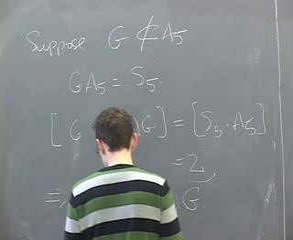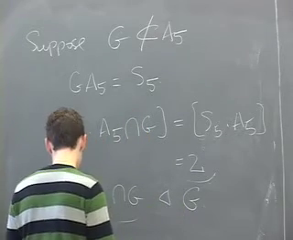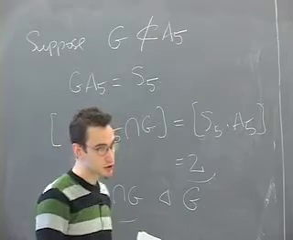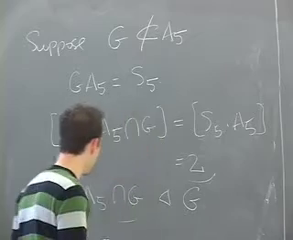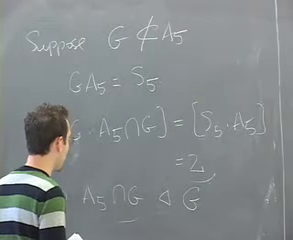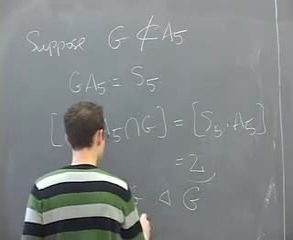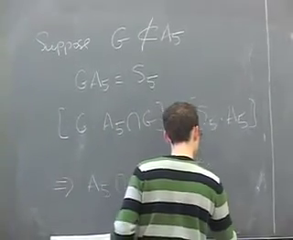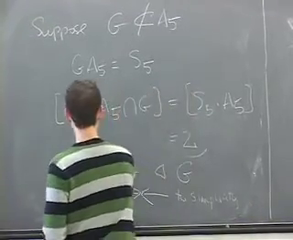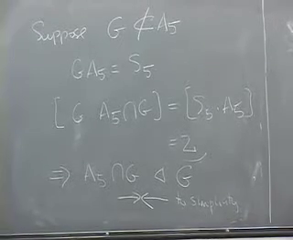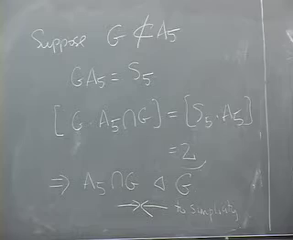Well, this is pretty important, right? Because what do we know about G? Well, by hypothesis, it was simple. This thing is a non-trivial proper subgroup. This is a contradiction. Contradiction to simplicity. So we must indeed have that G is a subgroup of A5. Therefore, G is in fact a subgroup of A5.